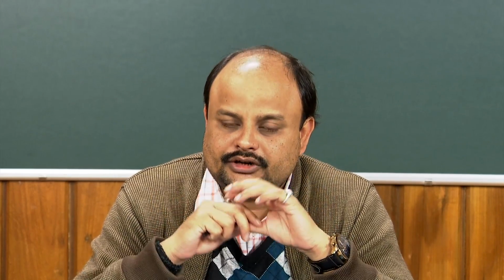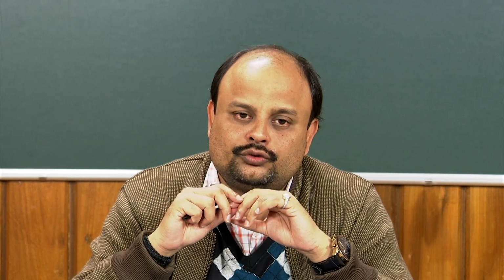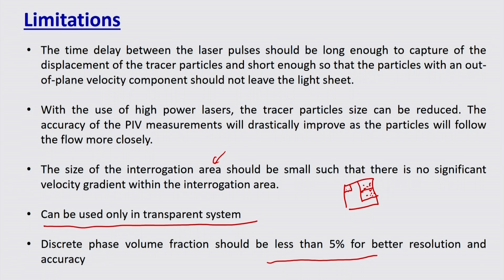Definitely, where the column wall itself is opaque, there is no question of using PIV. This is the major limitation, and that is why PIV, like LDA, cannot be used for a discrete phase volume fraction of more than 5. If you have a discrete phase volume fraction of more than 5, your resolution will be severely hampered and you will be measuring, most of the time, whatever is happening at the wall. Okay. So, we discussed the wall.